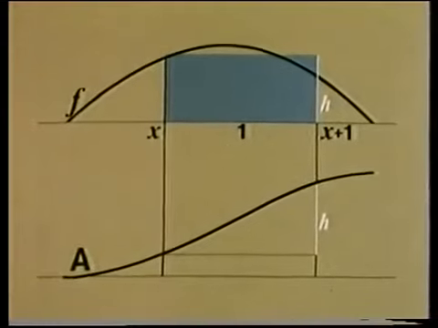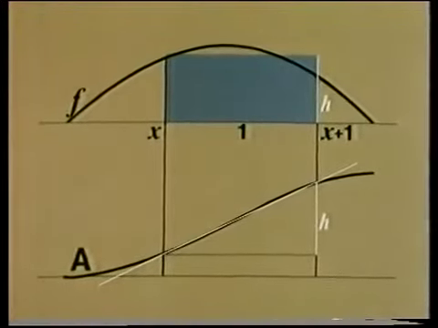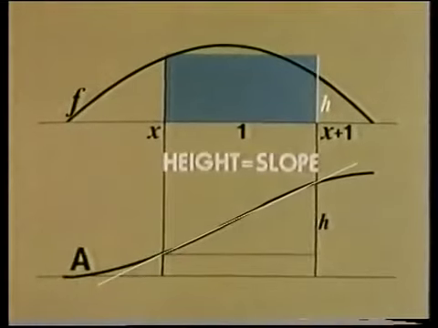Now let's look at the slope of the area so far function a. This chord has slope h over 1, and that's just h, the same value as the area under f from x to x plus 1.